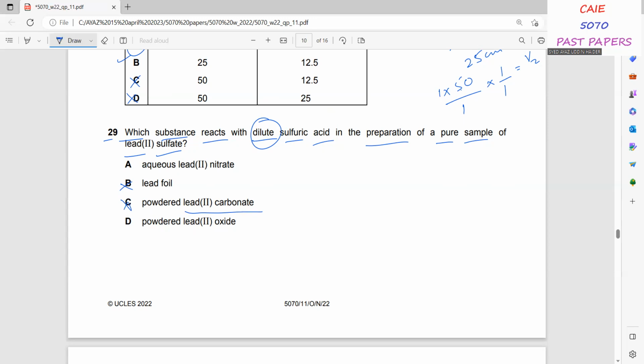In case of D, again you can't take powdered lead-2 oxide. You need concentrated sulfuric acid. So A is the right choice, because aqueous lead-2 nitrate is soluble. You will react this soluble salt with dilute acid, and you will get lead-2 sulfate.